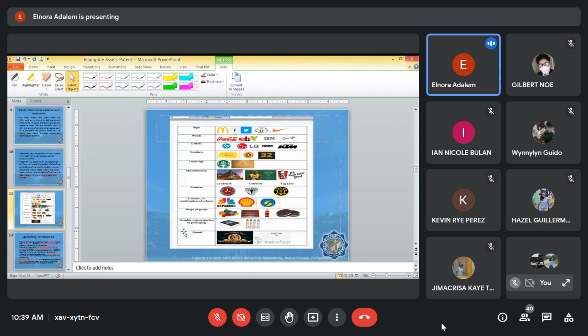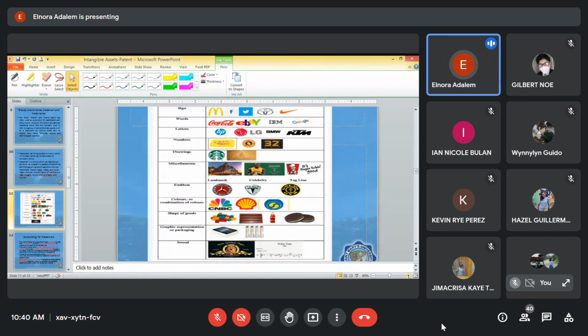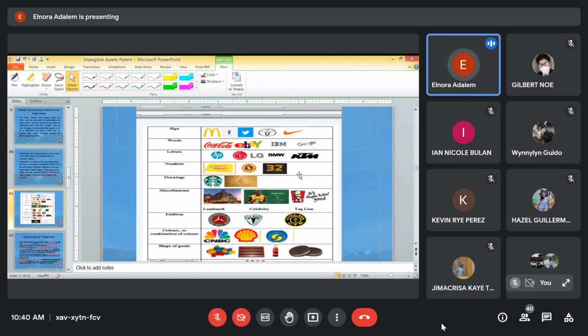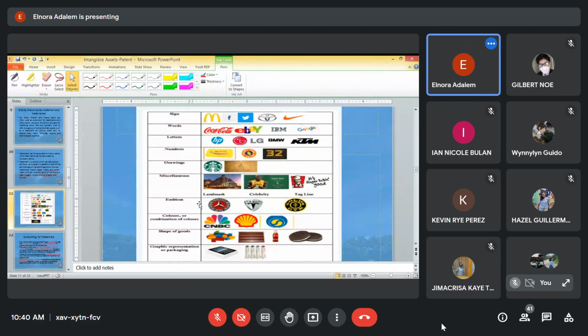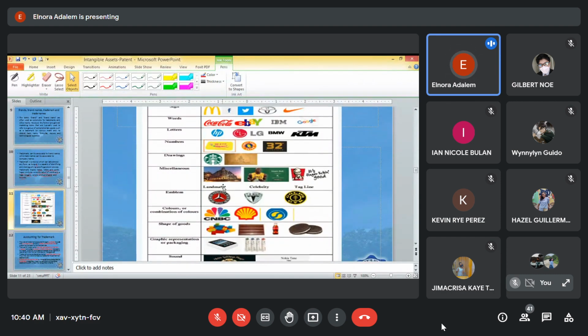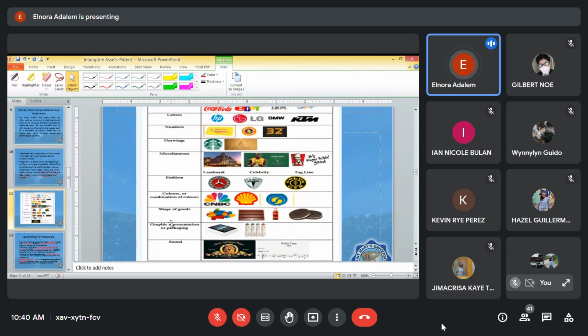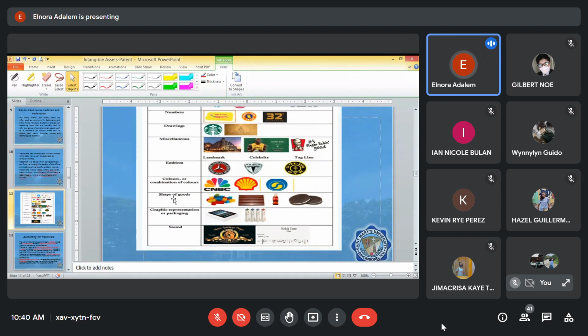So we have examples of trade names or trademarks here. You are familiar with these. You always see them. We have words, letters, numbers, drawings, miscellaneous emblems, colors or combination of colors, shape of goods, graphic representation or packaging, and then sound. So these are examples of brands or trade names.